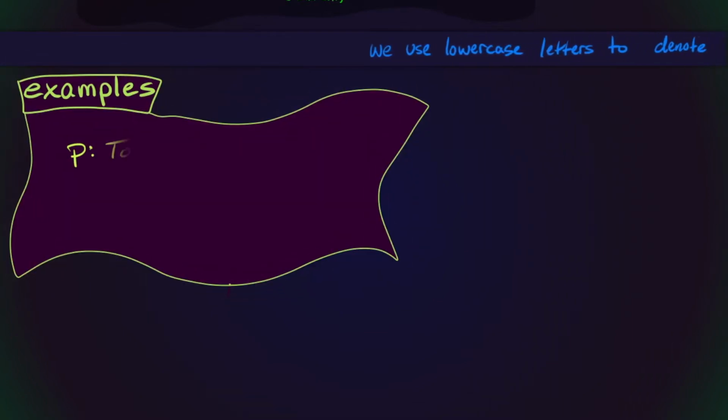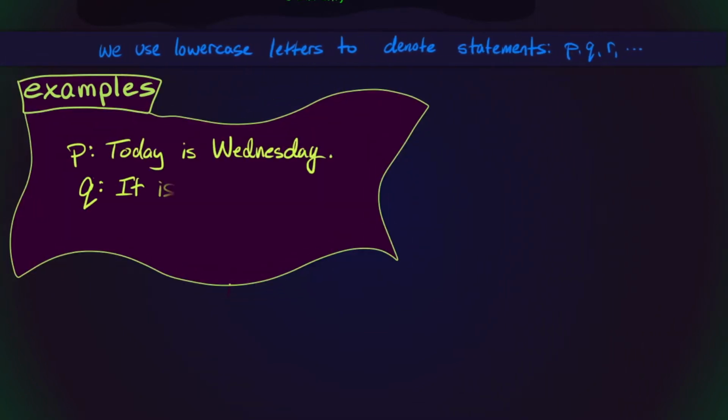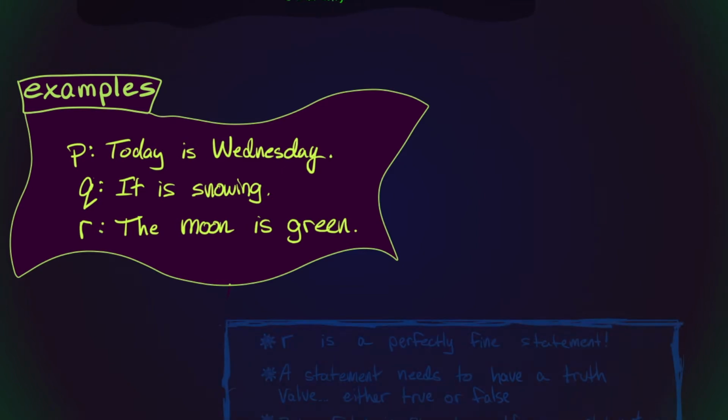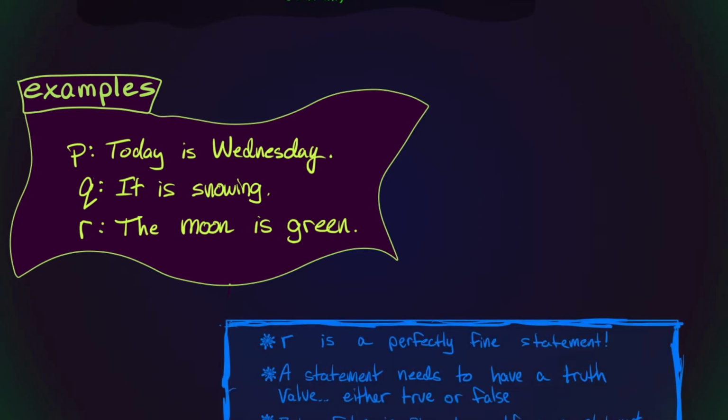So we use lowercase letters to denote statements. So we'll have like a lowercase p or q or r. So for example, today is Wednesday, it is snowing, or the moon is green for p, q, and r. And these are perfectly fine statements, all three of them, especially r, the moon is green. It doesn't matter that that's not true. It has a truth value. And so all that we really care about is whether it's true or false.